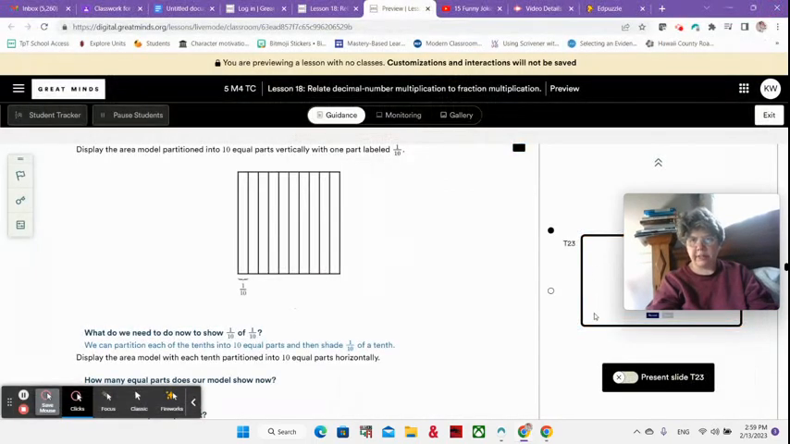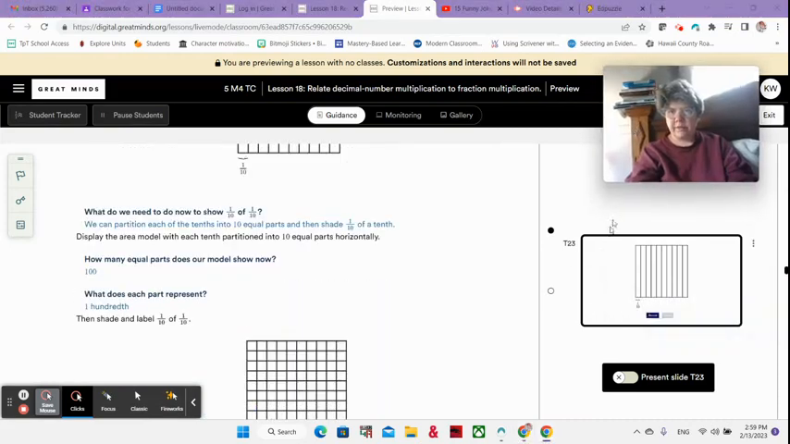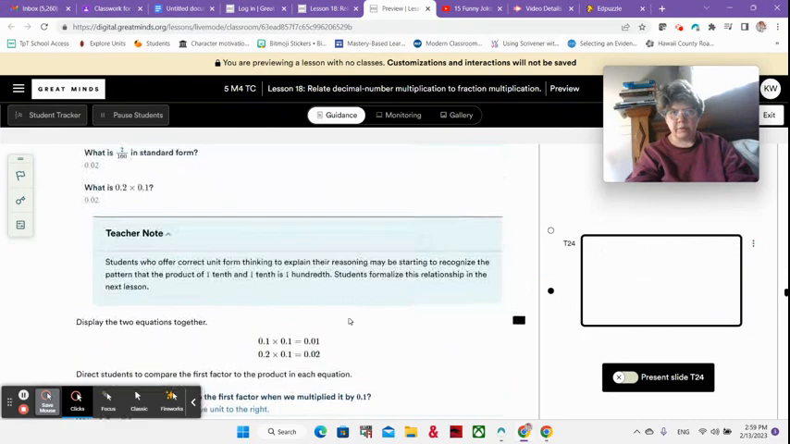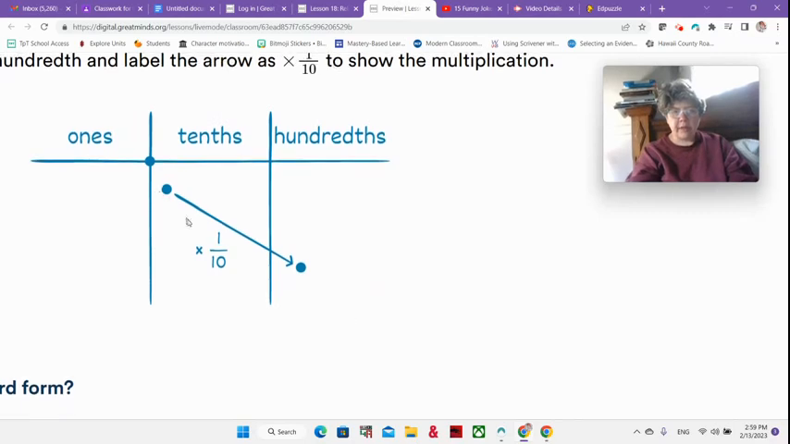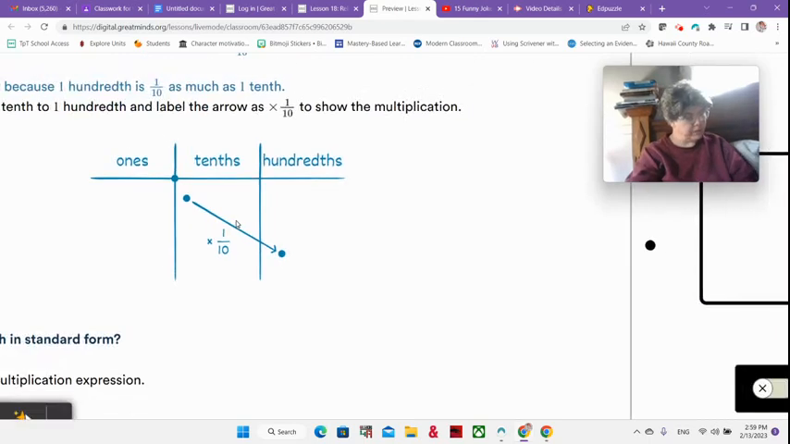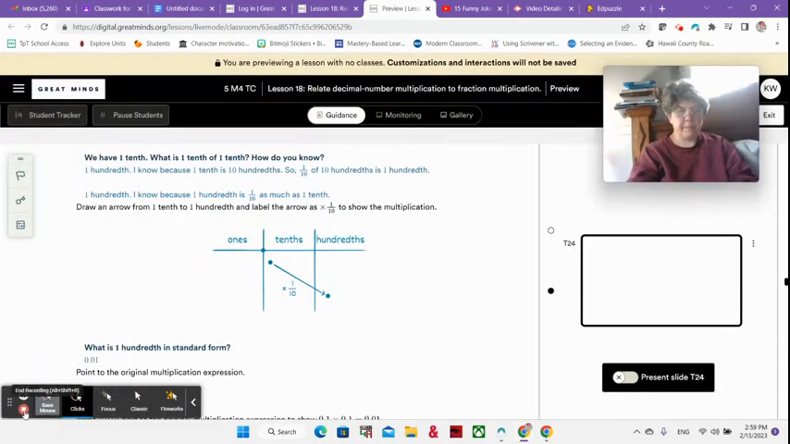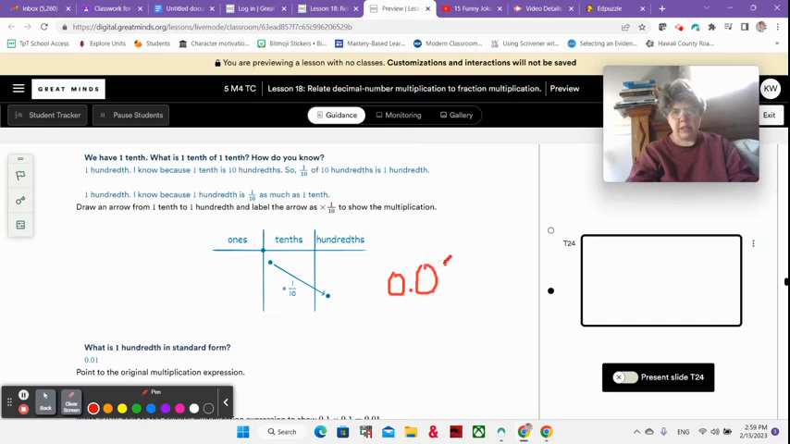Let's look at it on a place value chart. So we have a tenth and we multiply it by 1/10 and it becomes 100th, right? That might be familiar to you from when we worked with place value charts before. Okay, and how do we write 100th in standard form? 1/100th, okay, as a decimal.